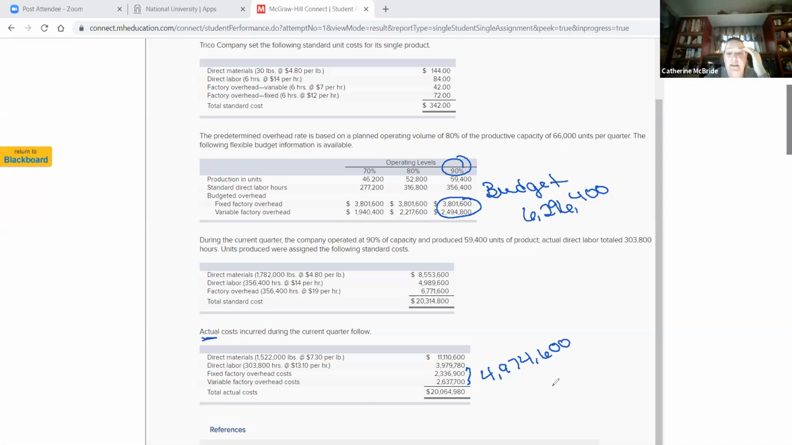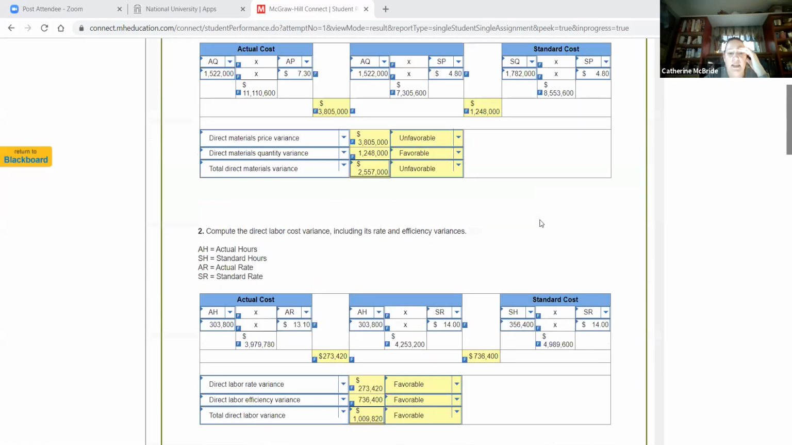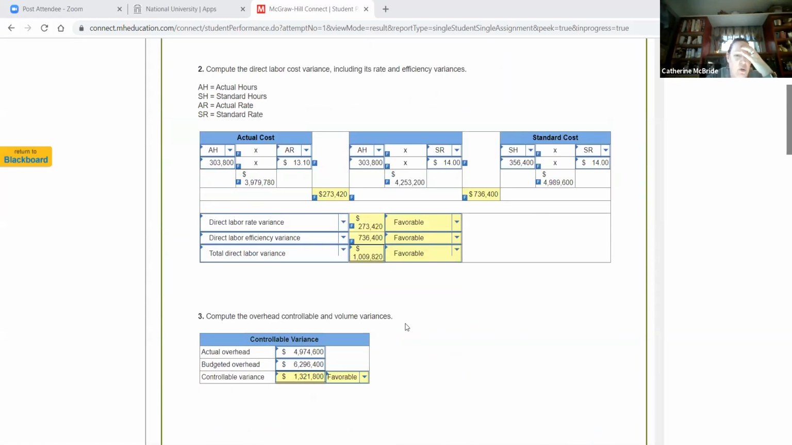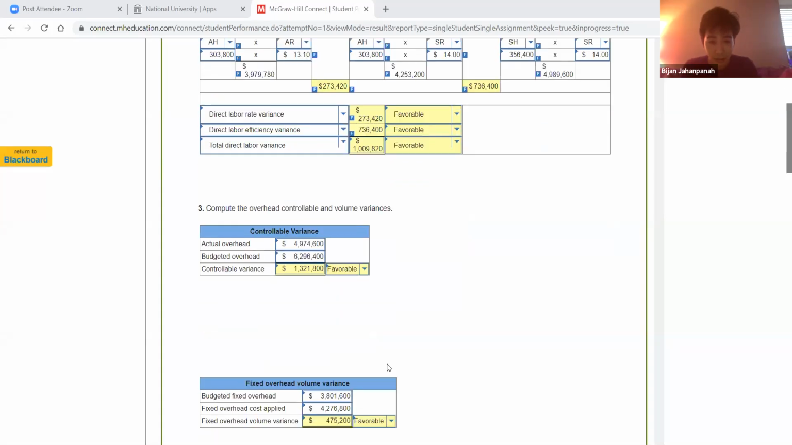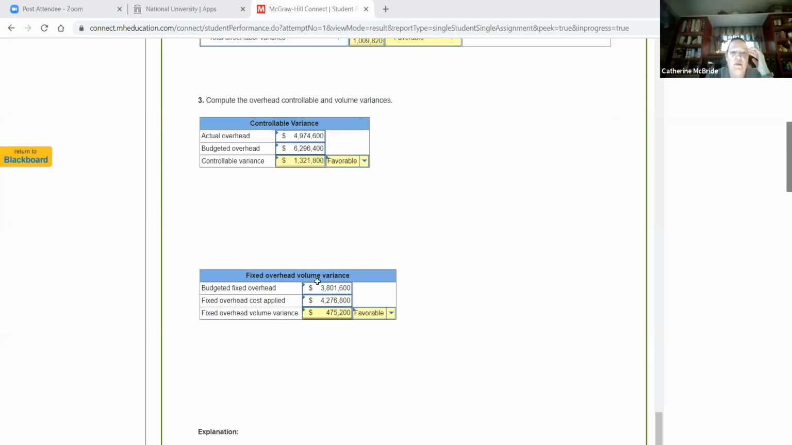Okay, so there's that piece. But then the one below it, so that's this overhead, controllable. So there we had our actual, we actually spent 4,974,600, but we planned to spend 6,296,400. So our variance is favorable. Okay, budgeted fixed overhead. So fixed overhead volume variance.